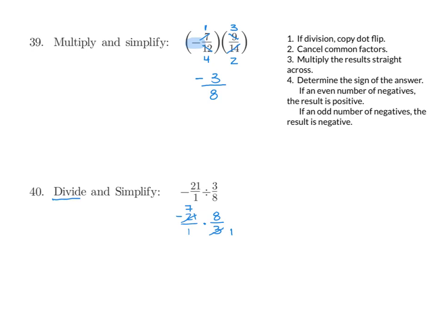If we multiply straight across, we get 7 times 8 is 56 over 1, or 56. We have one negative in our problem, and so we're going to keep it with our answer, and we get negative 56. All right, that takes care of our fractions.